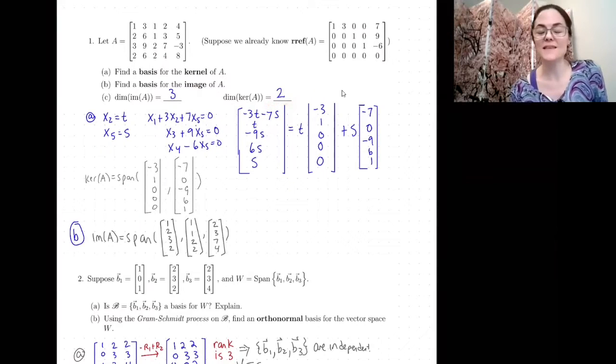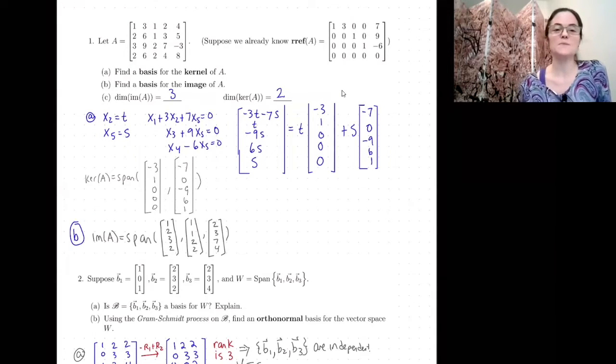You could also get the dimension of the kernel by counting the number of free variables. You see we have a free variable corresponding to x2. We have a free variable corresponding to x5. This will give us 2 elements in a basis for the kernel, or the dimension will be 2.